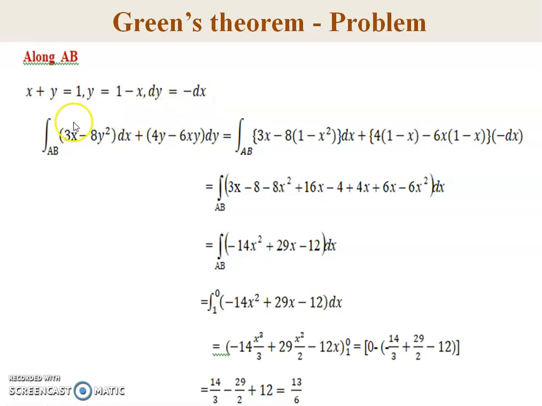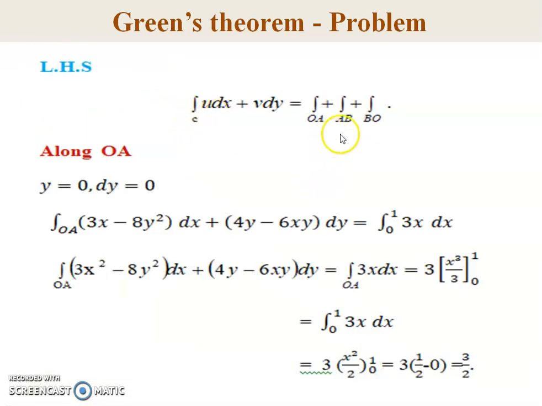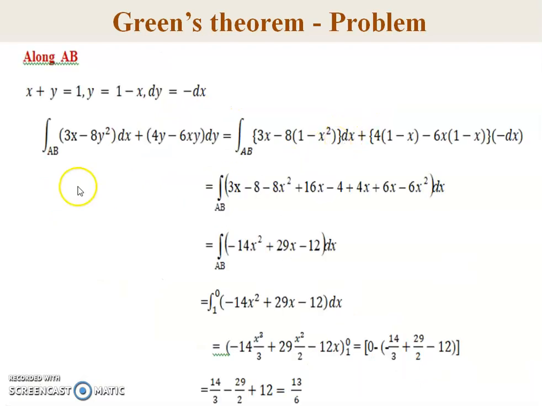Now the integral over the second curve, that is AB, integral along AB, right? Here we have two variables, x and y. We have only a single integral, so we should convert the entire thing into one variable, either in terms of x or in terms of y. So we are going to use it in terms of x. So what is y here? y equal to 1 minus x. Put here y equal to 1 minus x.